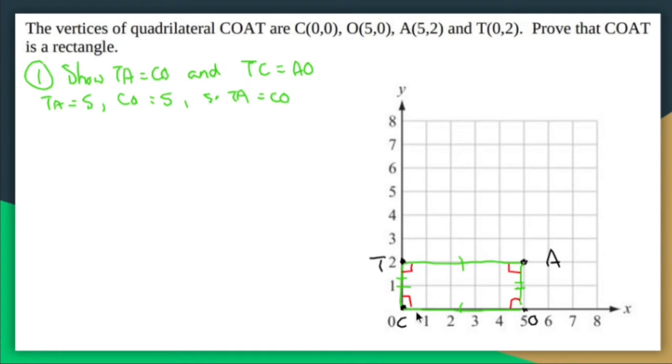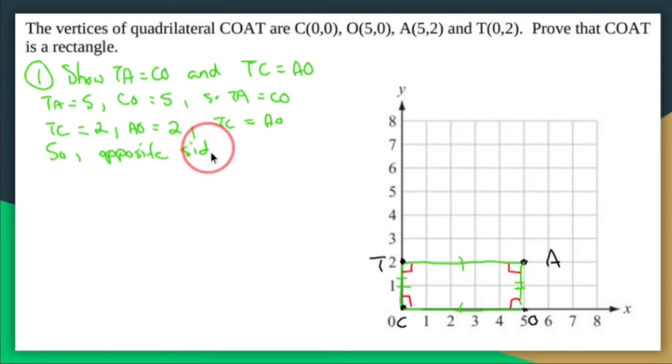If these lines weren't so pretty, I'd have to use the distance formula. I did that in previous videos, so if you want to go back and watch, I beg you. Also, TC is 2. AO is also 2, which means TC equals AO. So opposite sides are congruent.